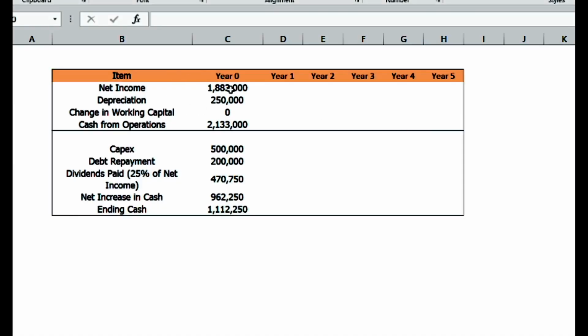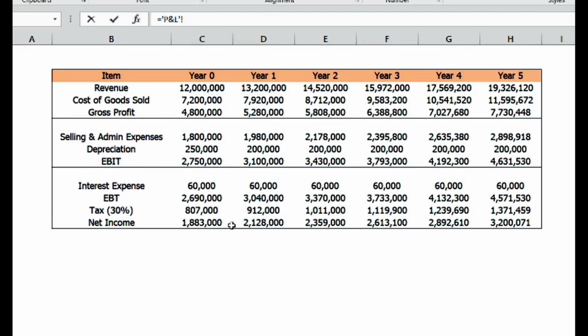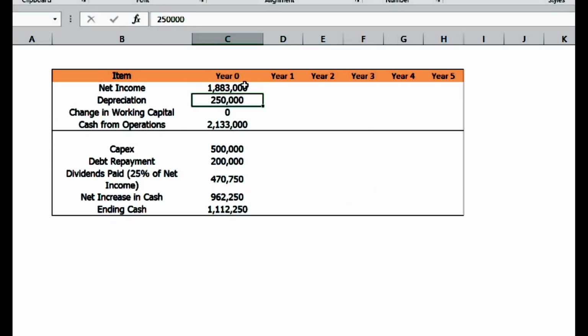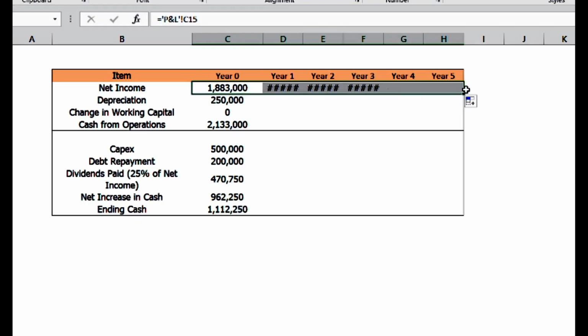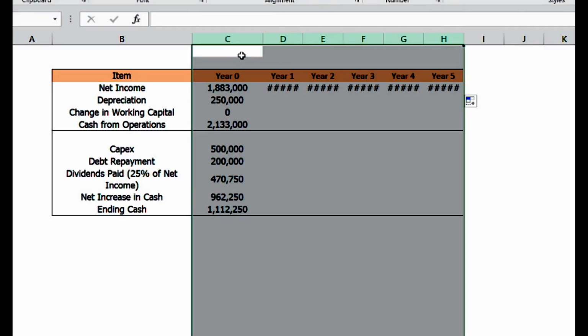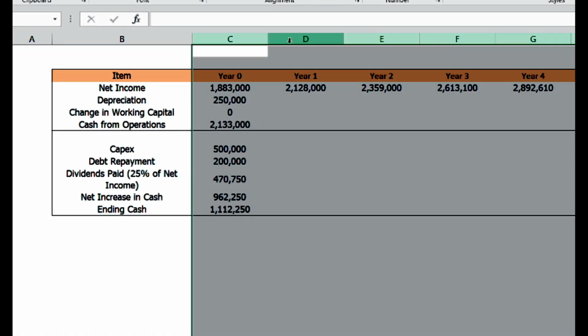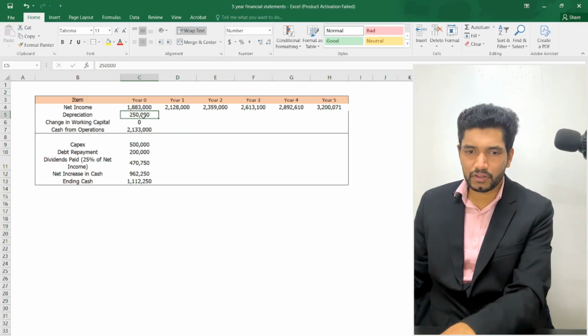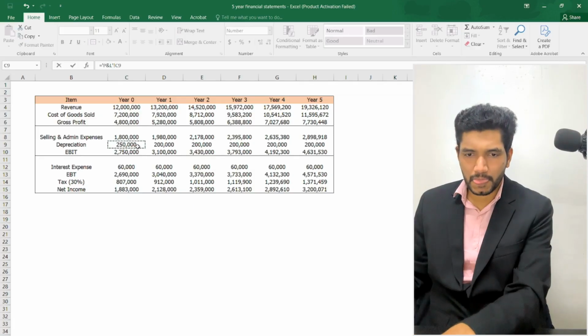Now what I'm doing here is connecting the net income with the income statement. It is already in the income statement and is connected, and I applied this throughout the period, that means up to year 5. And the depreciation is also already given in the income statement. So I'm connecting this with the income statement.